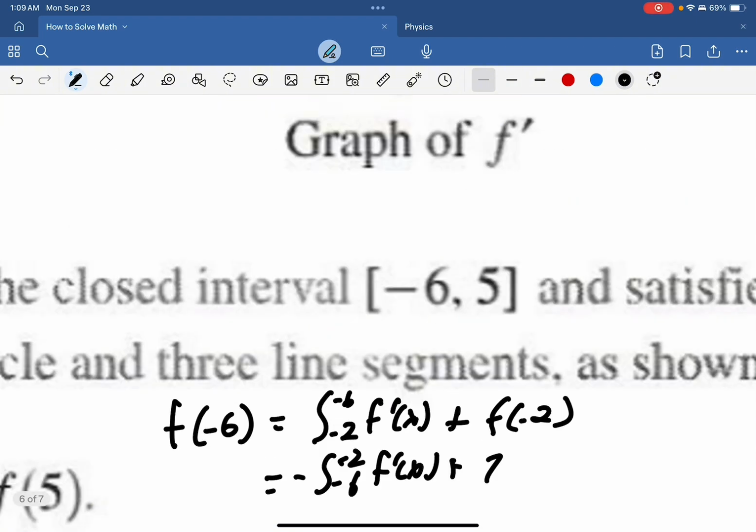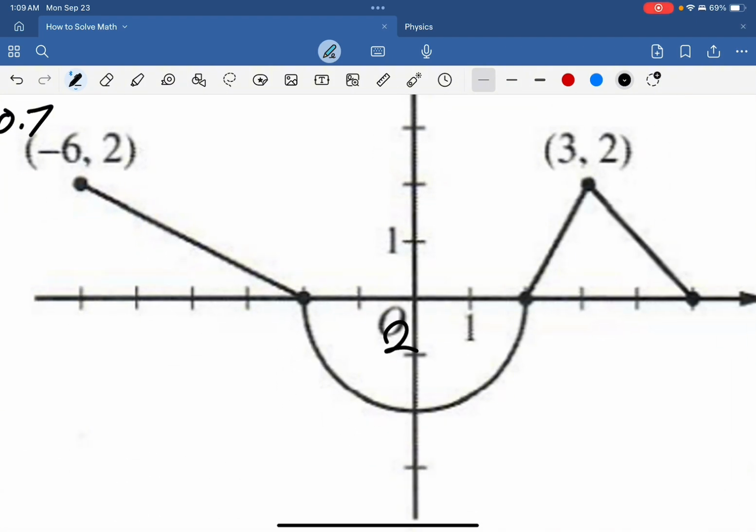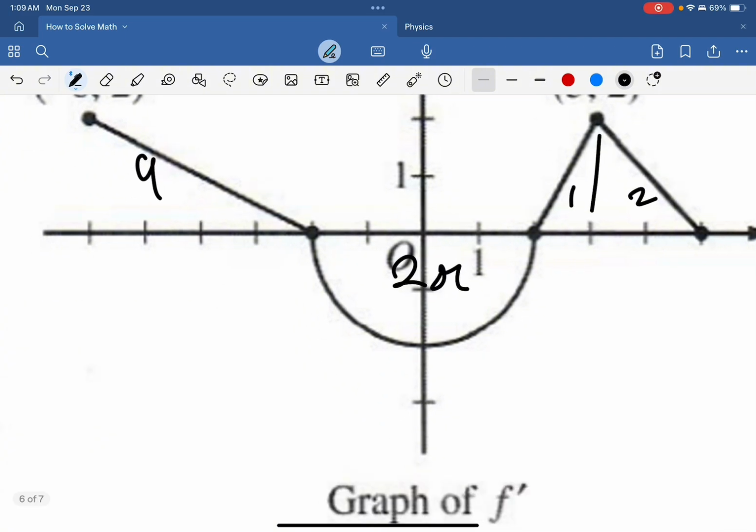So now we go up here, and this should be 2 pi. This is 1, sorry, not 1. Oh yeah, that is 1. This is 1, and this is 2. And then this right here is 4.